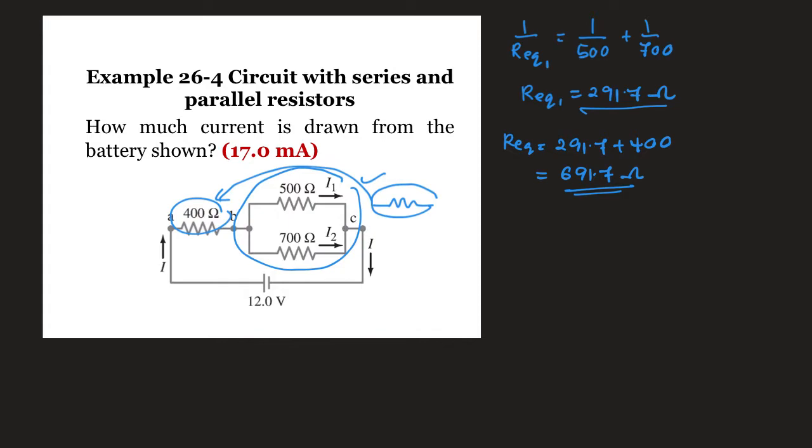Once you find the R equivalent, then you can find the current drawn from the battery, using the formula for Ohm's law, which is V equals IR. So I is going to be V over R. So here you are going to get 12.0 over 691.7. So the current drawn from the battery will be equal to 0.0173 ampere, or you can put it as 17 milliampere.